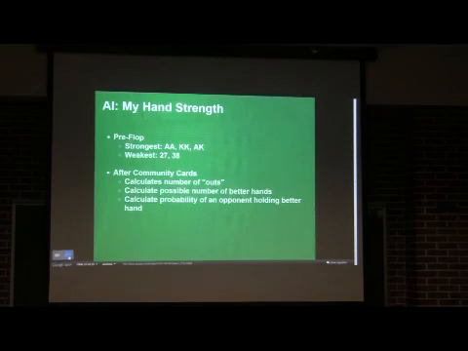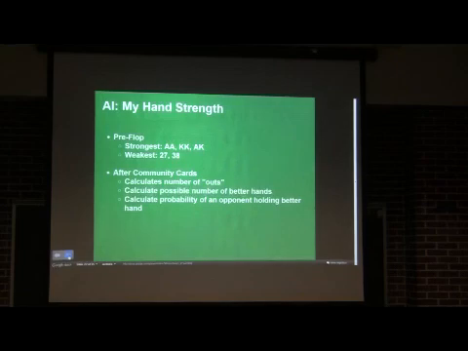After the community cards, however, we're going to do a little bit more math. We're going to calculate the number of outs. Outs are basically the number of cards that can come up that help me. So if I'm holding 2 aces, then one of my biggest outs is going to be another ace, of which there are 2 more if I don't see any more aces.